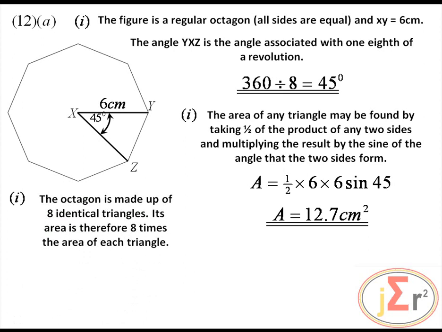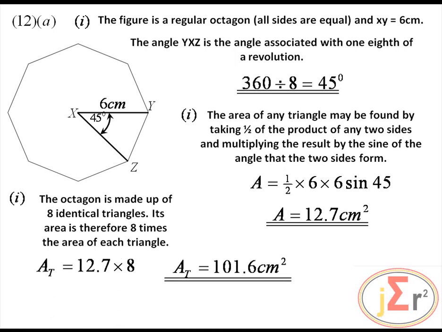The octagon is made up of 8 identical triangles. Its area is therefore 8 times the area of each triangle. So we need to find the area of the entire octagon, and that is easy because it is made up of 8 identical triangles. The area of each is known. So we just multiply the area of one by 8 and we get 101.6 centimeters squared.